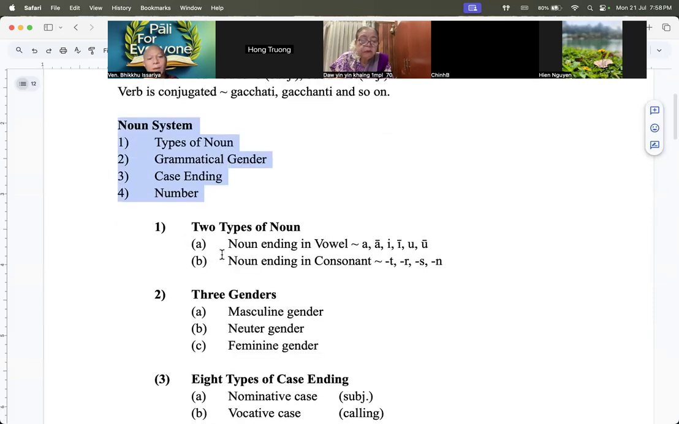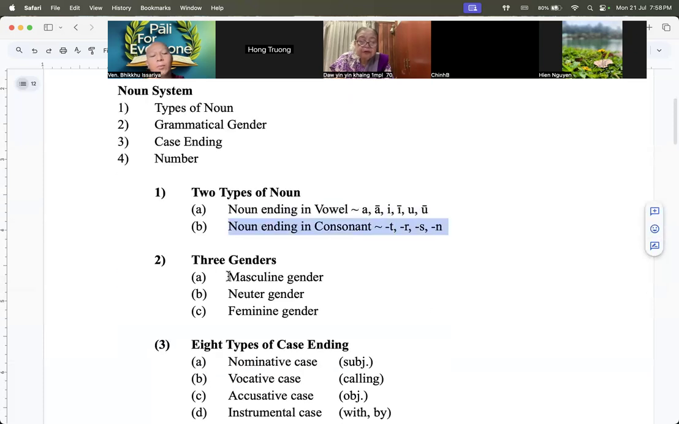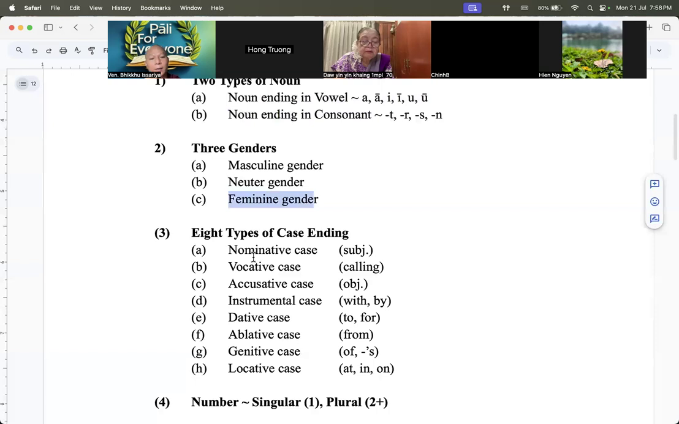Types of nouns are mainly 2: nouns ending in a vowel, like u, and nouns ending in a consonant, like da, ra, sa, na. And 3 genders: masculine gender, mostly for male persons; neuter gender, no male or female; and feminine gender, mostly female. But it is grammatical gender, that is why even though something is not female, it can also be feminine, as well as masculine. And the 8 cases are like this.